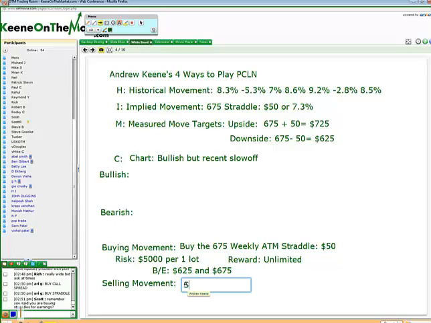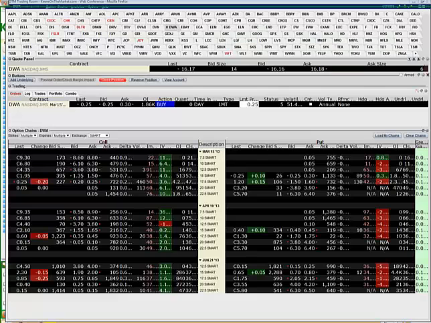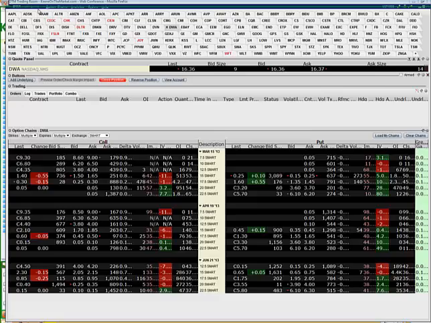So I would sell the 675, 685 call spread and the 725, 735 call spread, but I would also sell the 625, 615 put spread. Okay, so I would sell a call spread and sell a put spread. I would make money anywhere in over a $100 range on this trade. So let me bring this up in Priceline, and I might actually do this one. So Priceline.